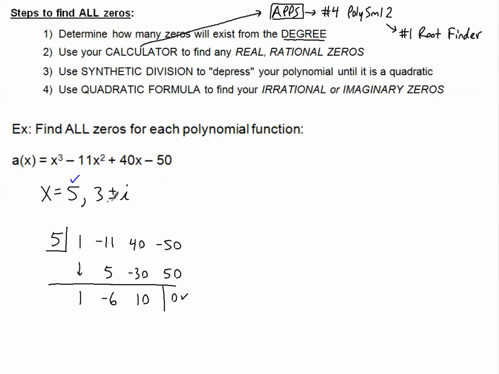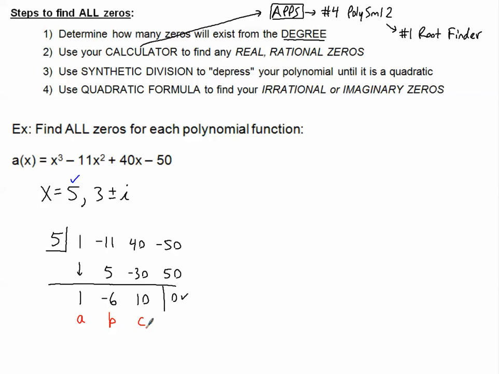The other 2 answers are imaginary. So yes, this is a quadratic that's left, x squared minus 6x plus 10, but it will not factor like before because we do not have rational solutions. We have imaginary. The only way to find those are quadratic formula or completing the square. I'm going to choose quadratic formula, so this must mean that this is a, and this is b, and this is c for our quadratic formula.